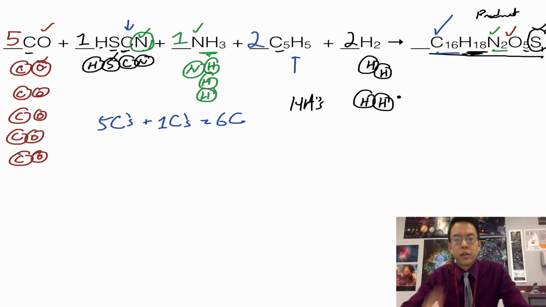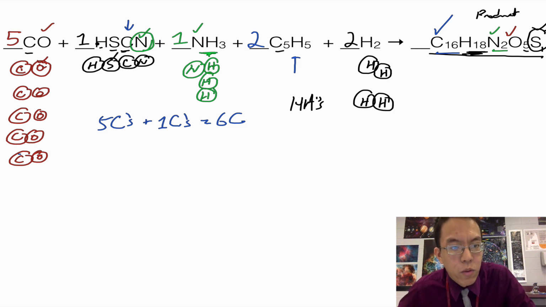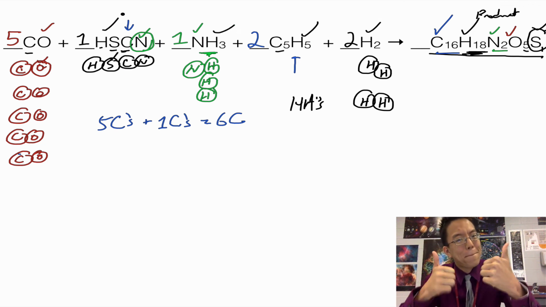Alright, and so just to make sure, let me recount. I've got 1 H, plus the 3 H's here, 4 H's, plus 2 times 5, that's 10, that's 14 H's, plus the 4 H's here, that's 18 H's. That checks out, and my equation is balanced.